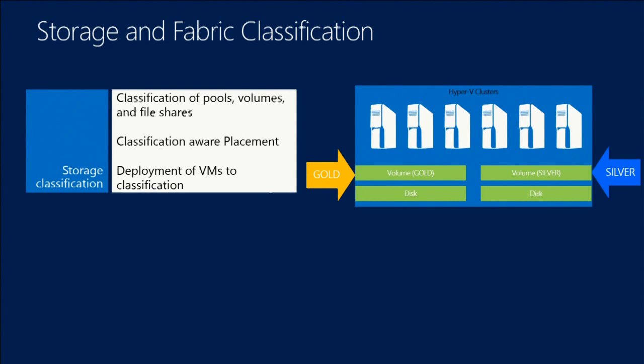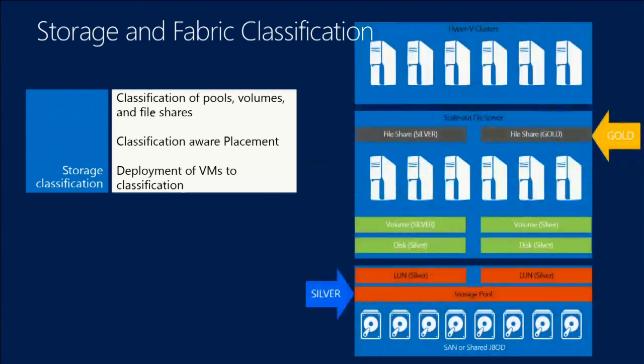So in R2 we've introduced the ability to classify volumes. If you have, let's say, a host with an SSD and some local SAS, you can now classify your SSD as gold storage and your SAS as silver, for example. Then when you do a VM deployment, you can land VHDs specifically where you want to land them, based on placement and incorporating classification.